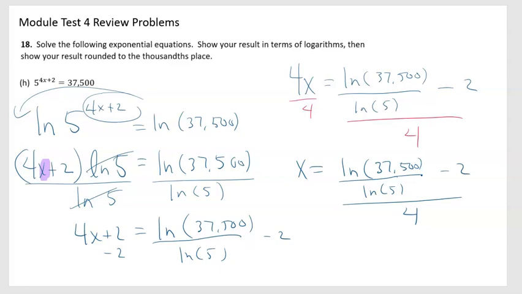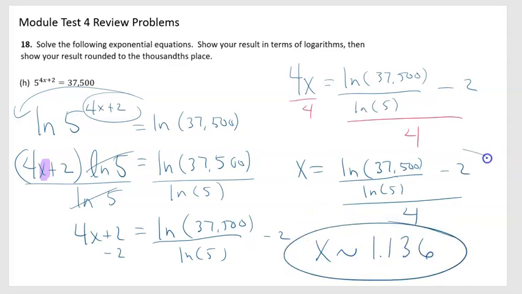Close out the parentheses divided by the natural log of 5. And close out those parentheses. Go ahead and push enter and you get 6.54. Then minus 2. Push enter again and then divide by 4. That way you're certain you're following order of operations. So x is approximately 1.136. And then there's my exact answer.